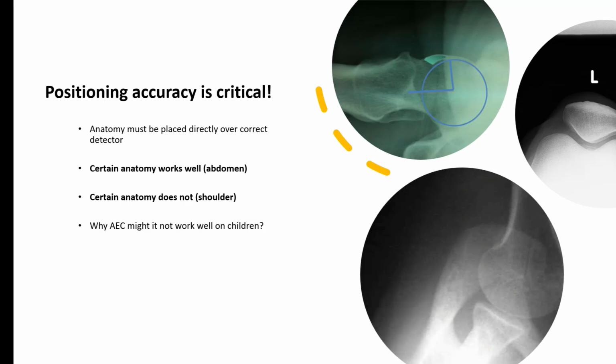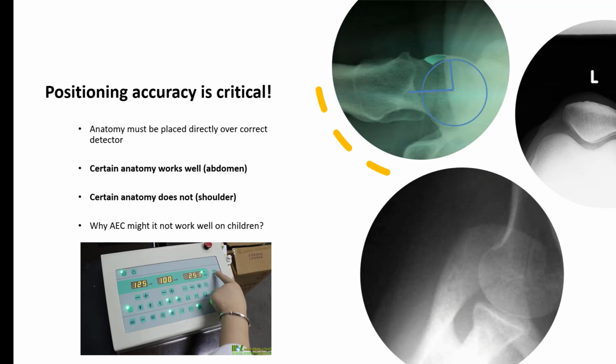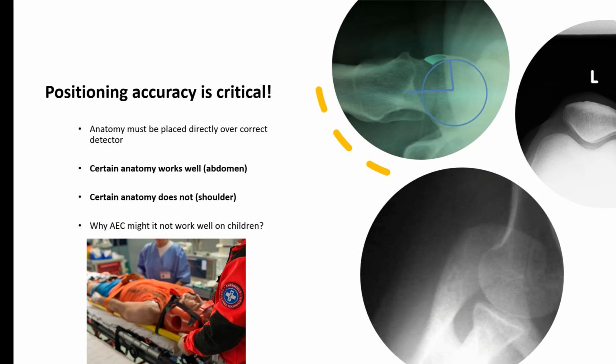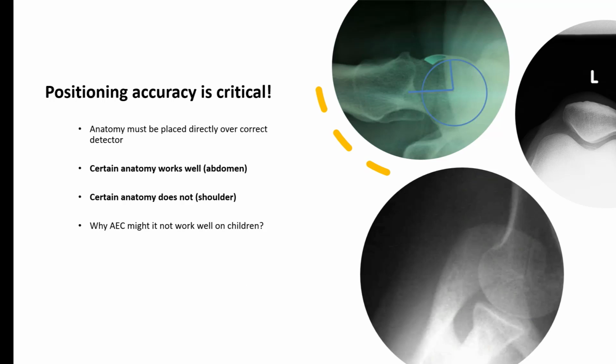Not only certain anatomy, how about certain people? How about children, or possibly a trauma patient, or an infirm patient? While AEC might work well on everybody, will it work well on children? No, because they're moving around. How about the trauma patient? No, because of the trauma. So when we use AEC and when we use manual technique makes a difference, and positioning is critical in digital imaging.